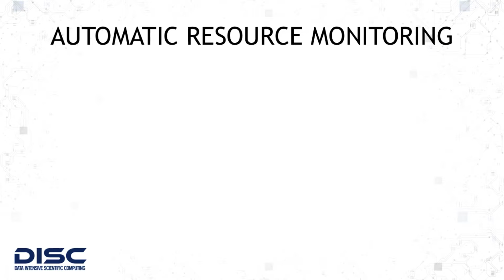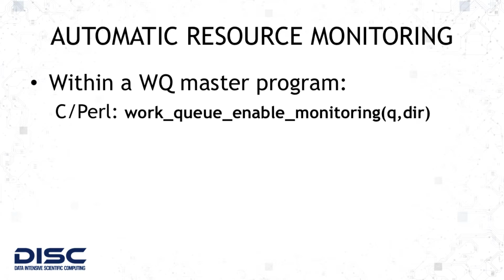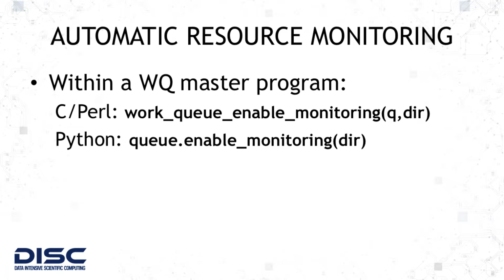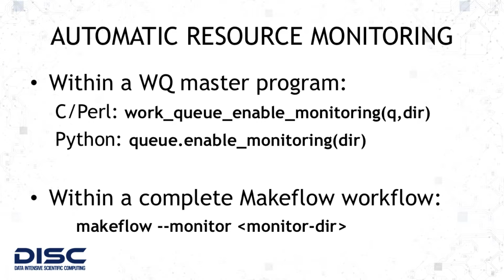Now, a handy trick is within a work queue master program, you can turn on automatic monitoring. And what happens here is as each task runs, work queue will automatically turn on the Resource Monitor to measure the resources consumed by that task. And then as the task is returned, work queue uses that information as an assumption of the resources needed by other tasks. So once you turn on automatic monitoring, work queue will automatically size each task to the resources that it thinks it needs. By the way, you can also do the same thing in Makeflow by turning on the --monitor option, and you'll get a record dropped in the monitor directory for every task that is run.